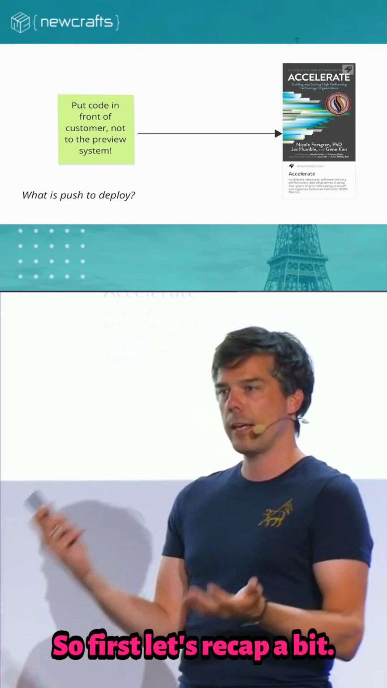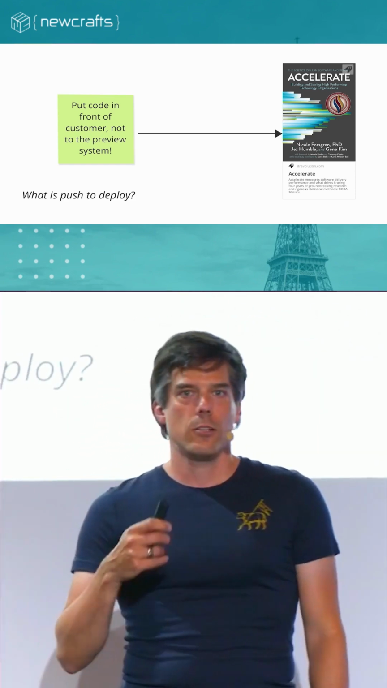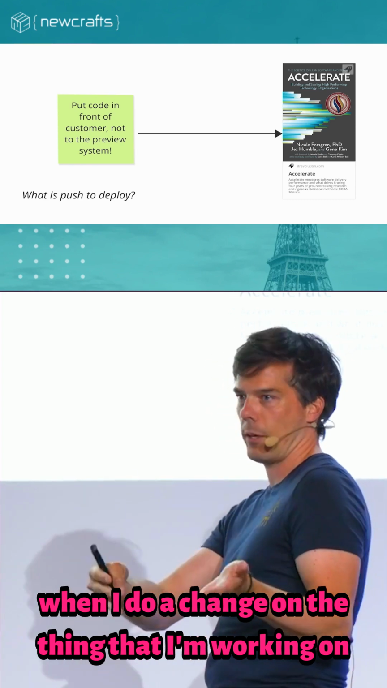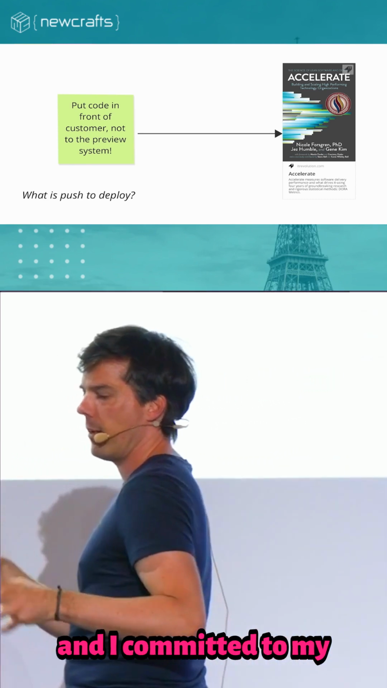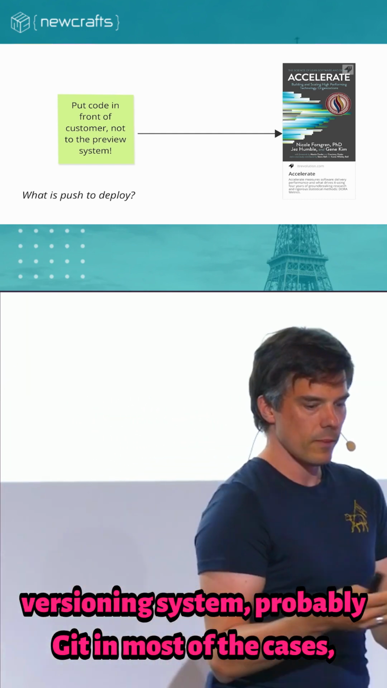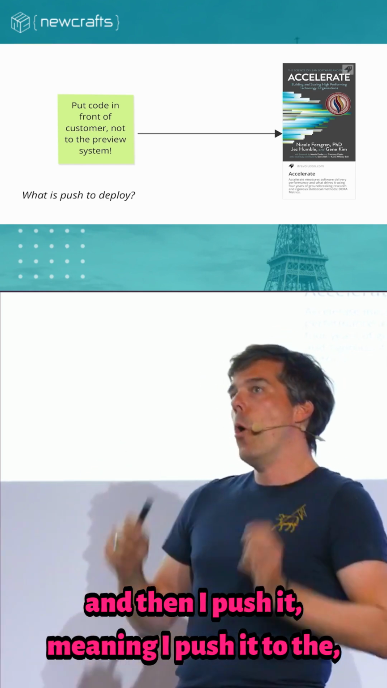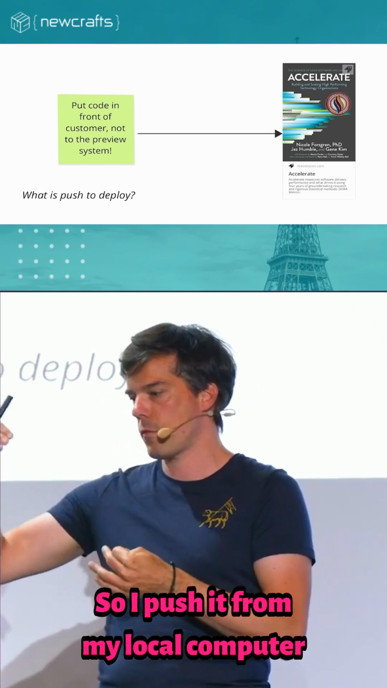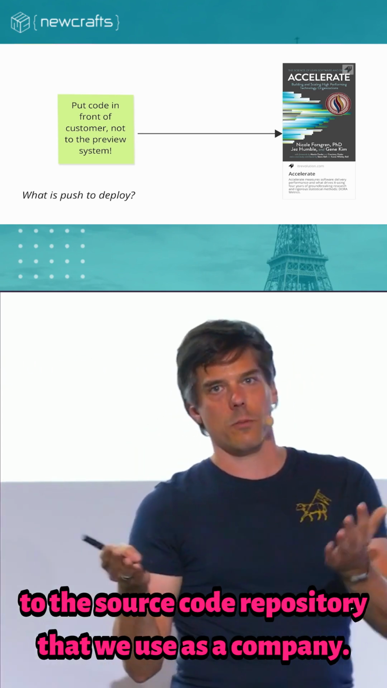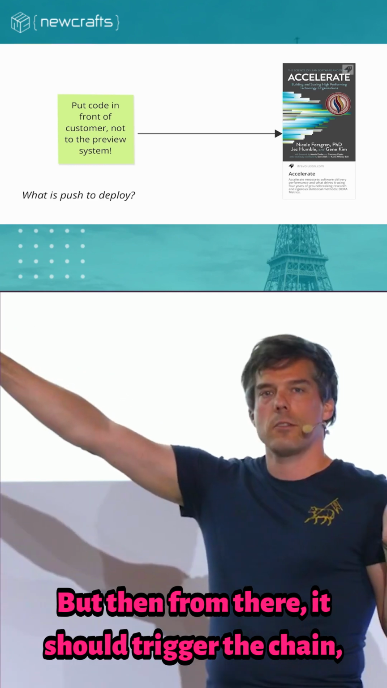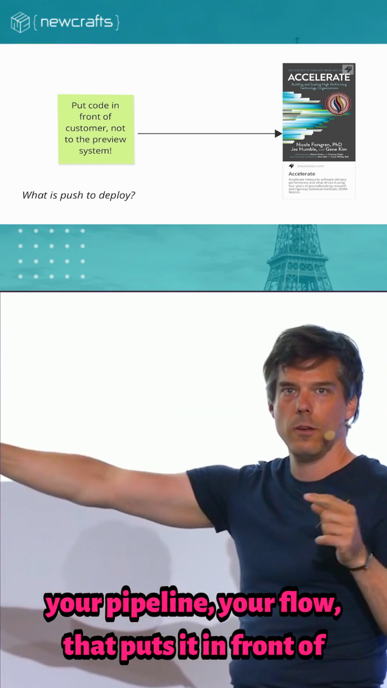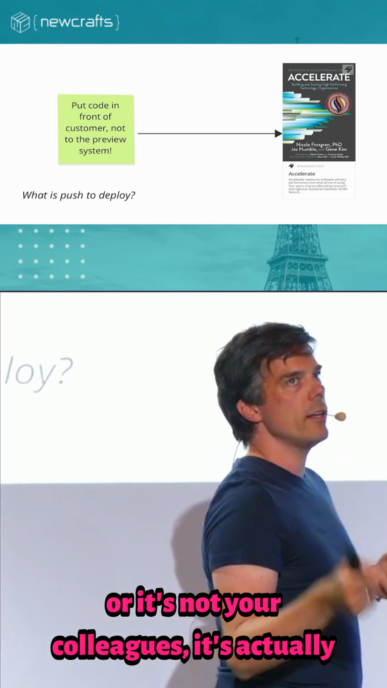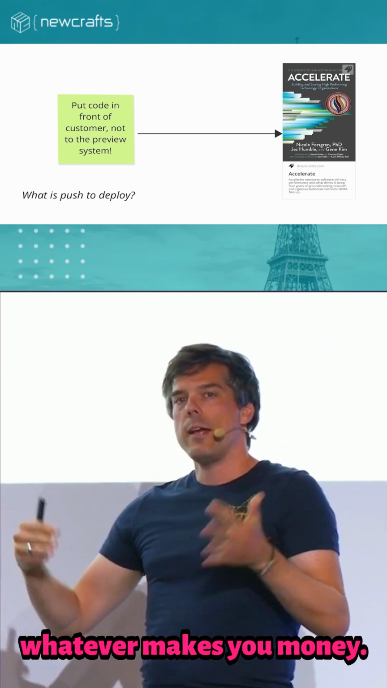So first, let's recap a bit. What is push to deploy? Push to deploy means when I make a change on the thing that I'm working on, I commit it to my versioning system, probably Git in most cases, and then I push it to the server, making it available to everybody in the team. So I push it from my local computer to the source code repository that we use as a company. But from there, it should trigger the chain, your pipeline, your flow, that puts it in front of the real customer. It's not the test system or your colleagues, it's actually whatever makes you money.